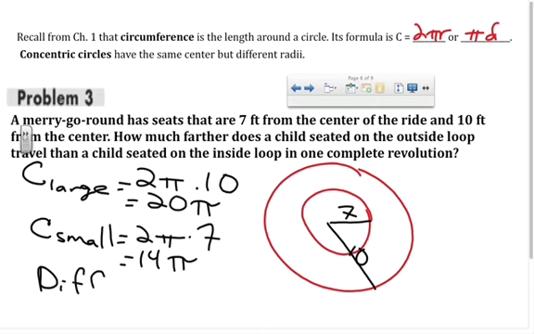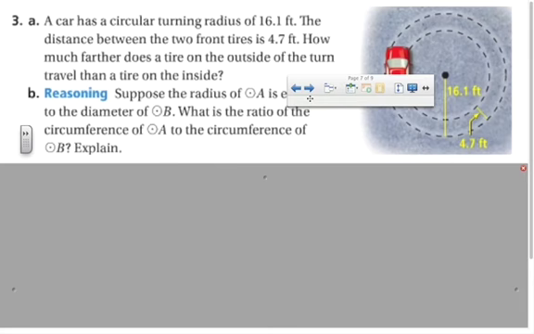So the difference is 6 pi, which is approximately 18.8 feet. The instructions didn't specify, and since this is a real-world situation, I would expect you to round. To the nearest tenth is usually a good rule of thumb. But here, okay, you have a problem very much like it in the your turn. Please take a moment to work through that.